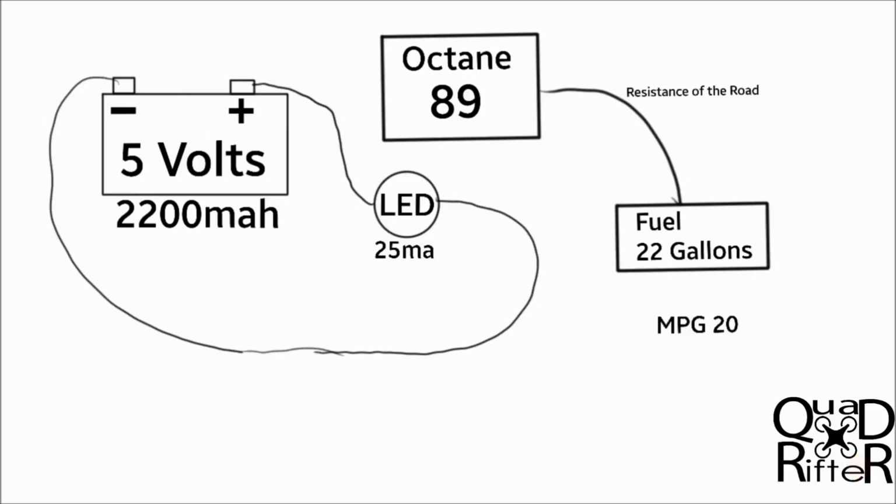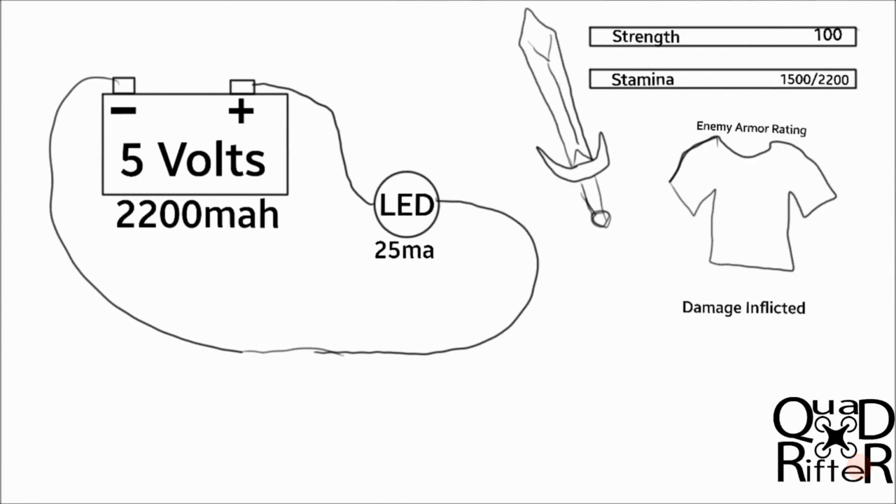I will go into the calculation in a minute. I'm going to give you one other example of how to explain this. Here you see we have the same thing. There's our battery. It's a 2200 milliamp hour battery.